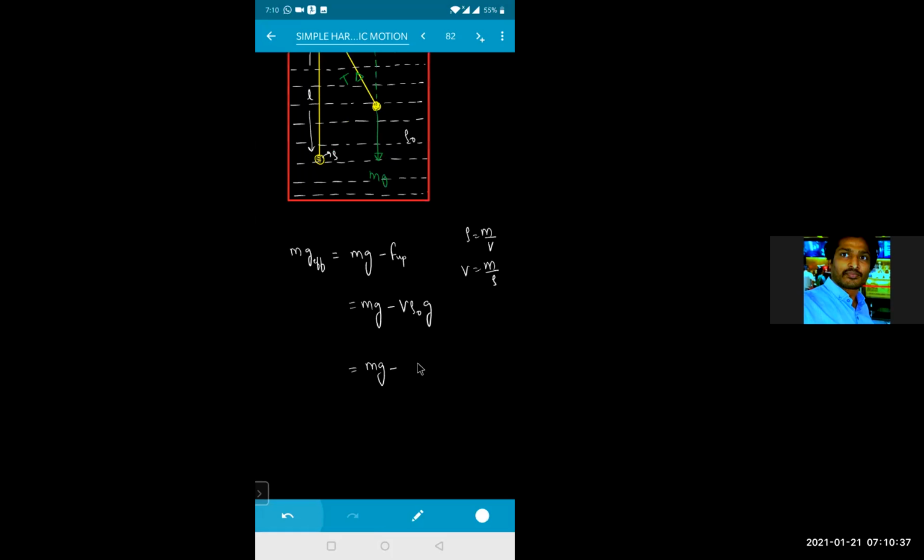So volume can be written as mass by density of the body, density of liquid into g. In this one, what is common? m into g is common, into 1 minus density of fluid divided by density of your body. So this is your m into g effective.